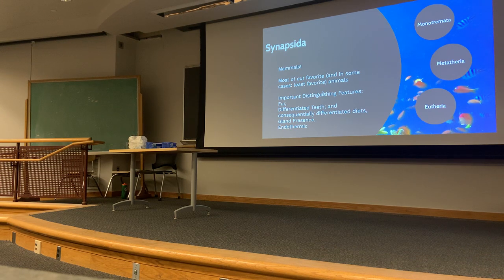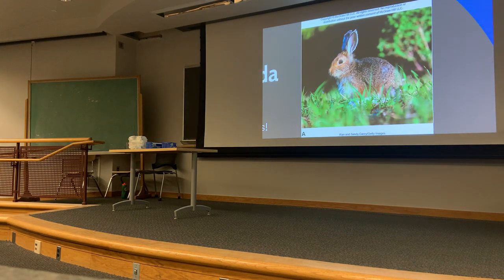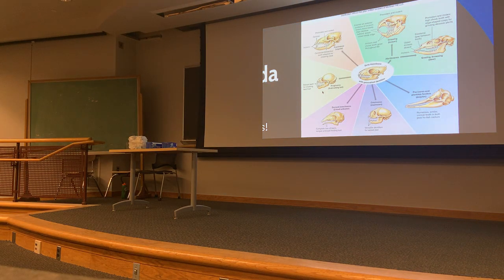So within synapsida and mammals more specifically, we have three main groups that I would like to talk about in the last couple minutes that we have together. Rabbits, which are a really good example of how fur helps keep us regulated. You have this differentiation of teeth that allows us to have a variety of feeding morphologies, whether it's large molars and incisors in beavers that allow them to chew up wood, or very sharp molars and premolars, large incisors and canines in carnivores like a coyote.